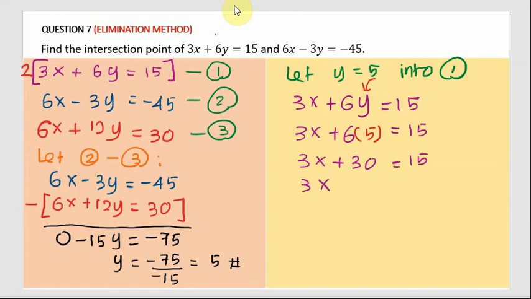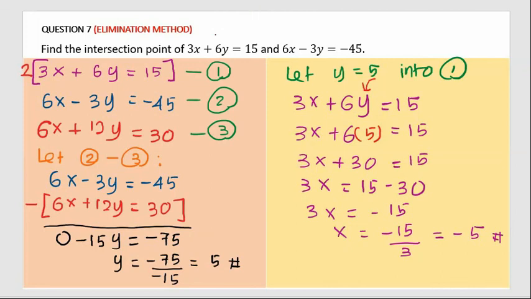So 3x equals 15 minus 30. So here is 3x equals negative 15. So x equals what? x equals negative 15 divided by 3. So x is negative 5. So what is our intersection point? Our intersection point is from xy, so we have negative 5, 5.